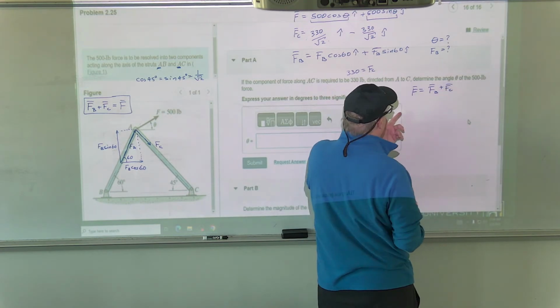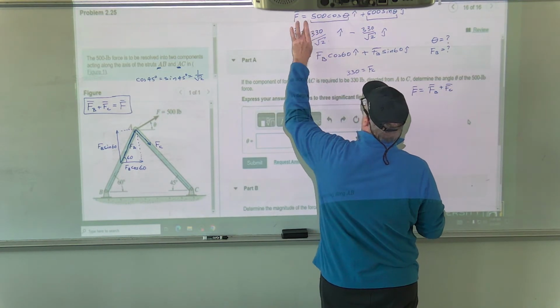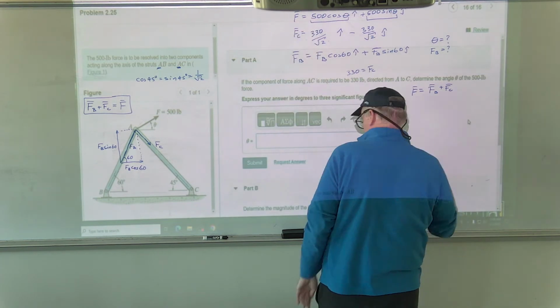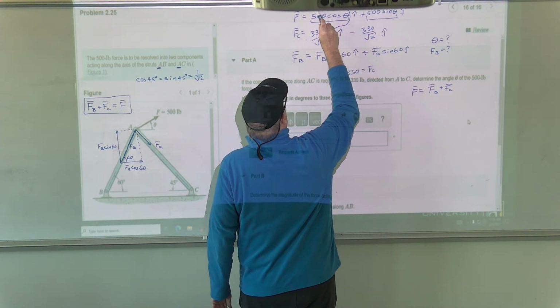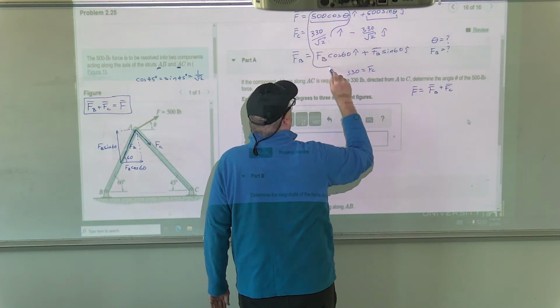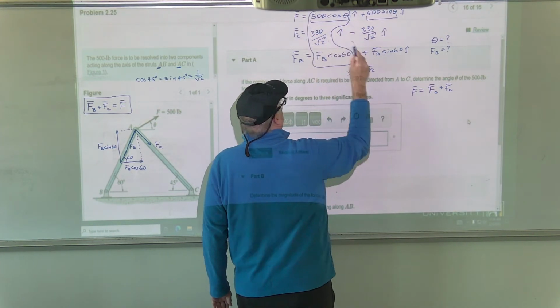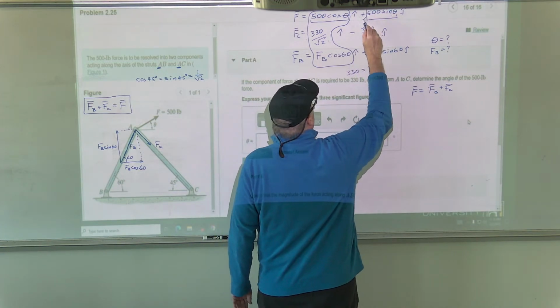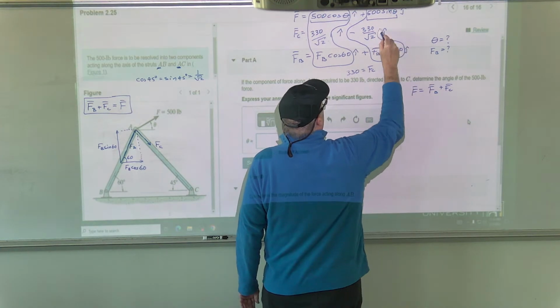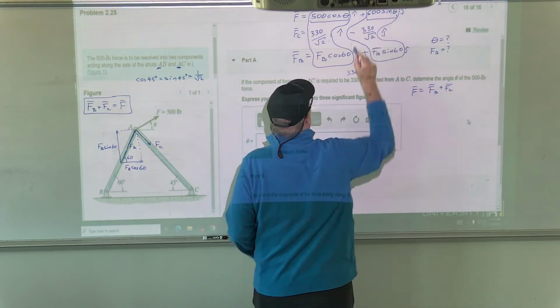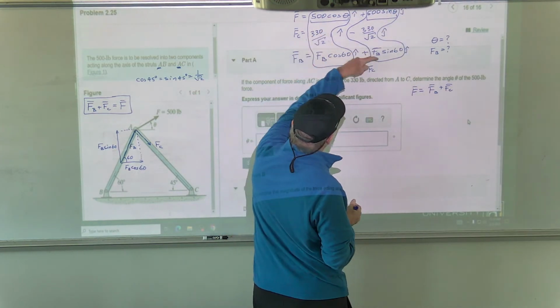You got that, right? So what I'm going to do is take the x as an equation. I'm going to go up and take the y as an equation. So this will form an equation.